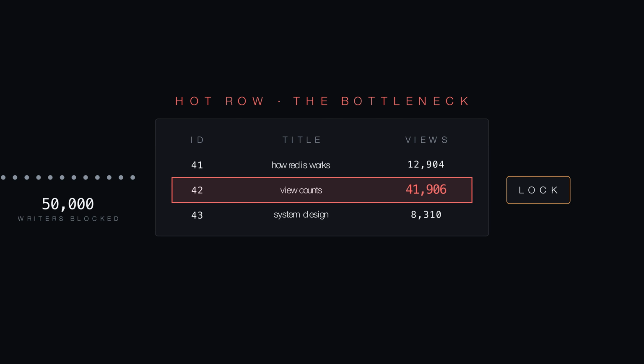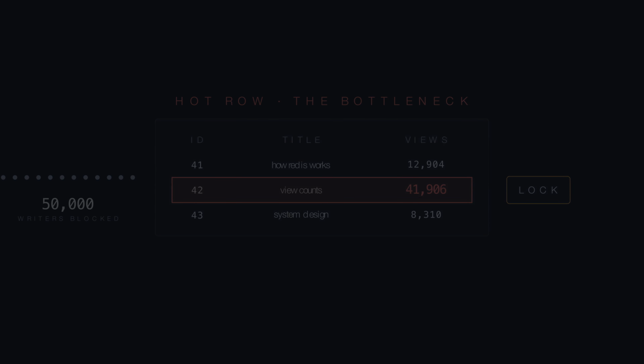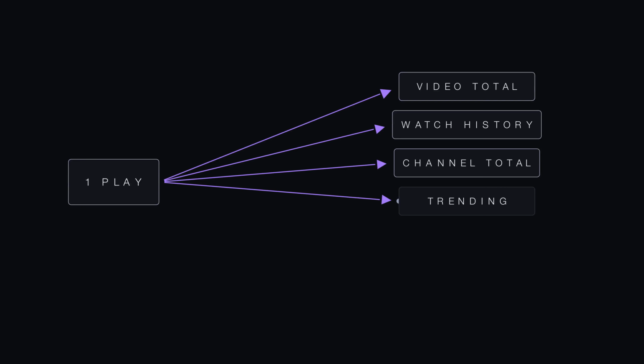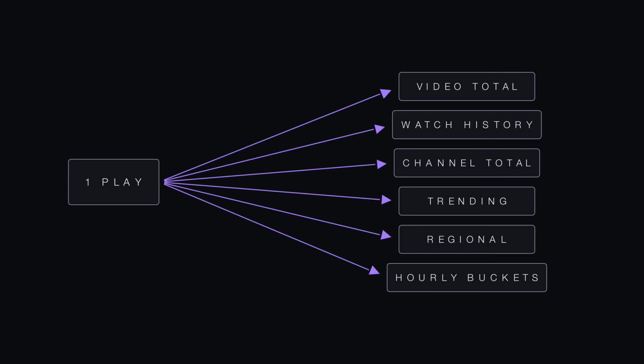That row has a name. It is a hot row, and it will be the bottleneck for your entire service. And it is worse than one slow row, because a view is never just a view. A real view event fans out. The total on the video, this user's watch history, the creator's channel total, the trending numbers, the regional breakdown, the per-hour buckets that draw the graph in the studio dashboard. One human pressing play turns into a dozen numbers that all need to move.